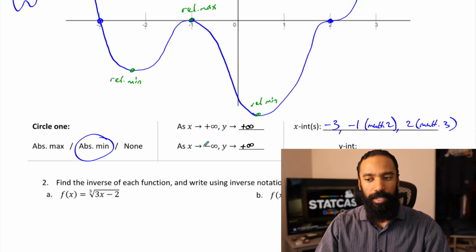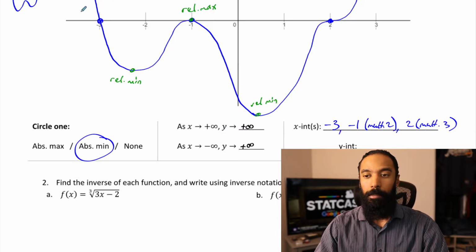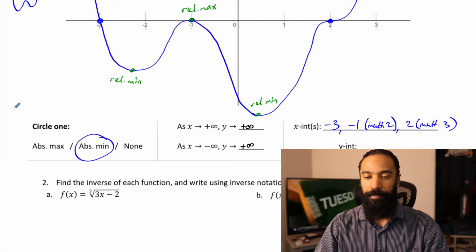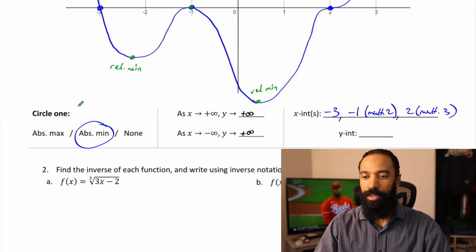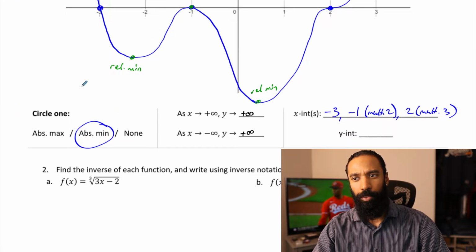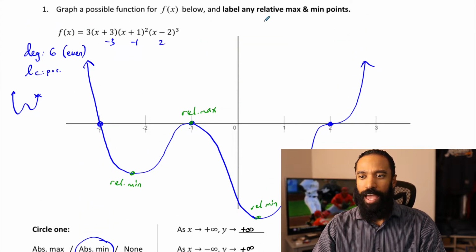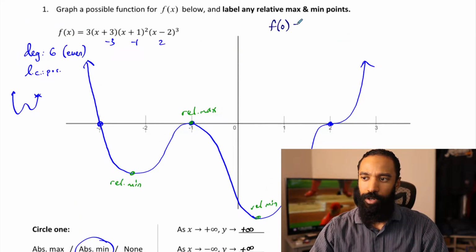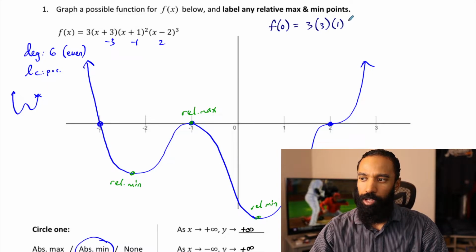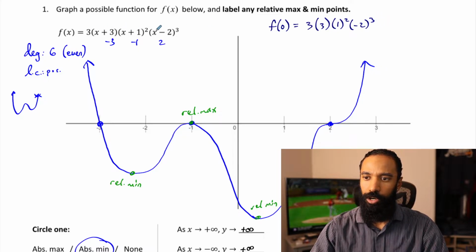When I say start up, I mean coming from the left side. It's actually going down, but it starts from the top and it finishes back up. And the y-intercept's the last thing right here. Now this is where the 3 actually does matter with regard to the value itself. If x equals 0, we're talking about f of 0 here. That's 3 times 0 plus 3 times 0 plus 1 squared times 0 minus 2 cubed. I'm plugging 0 into those parts.